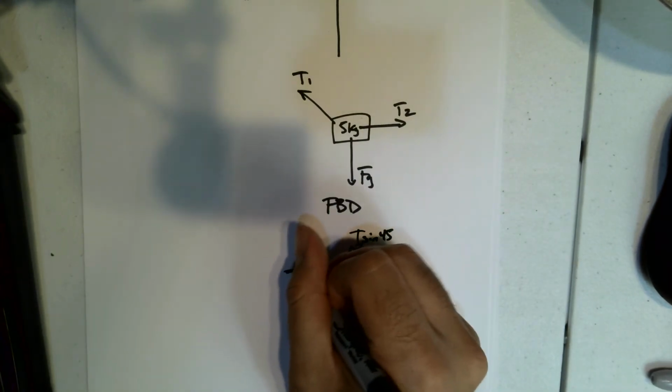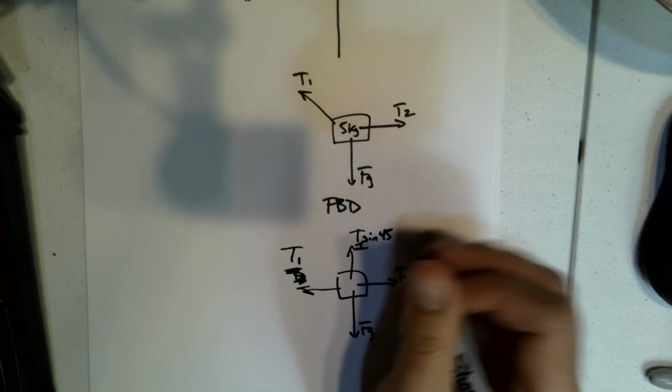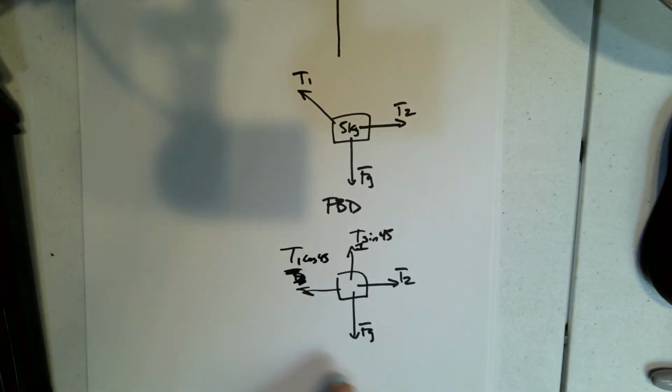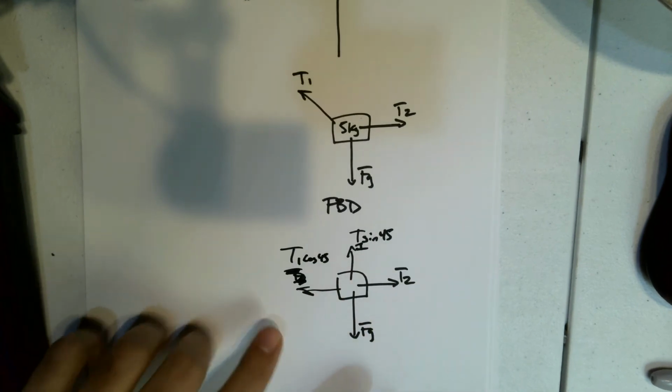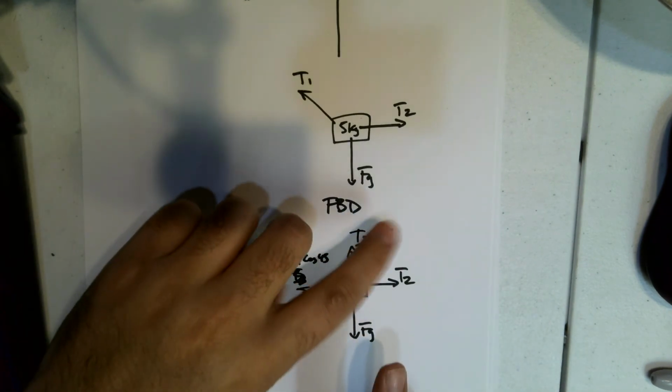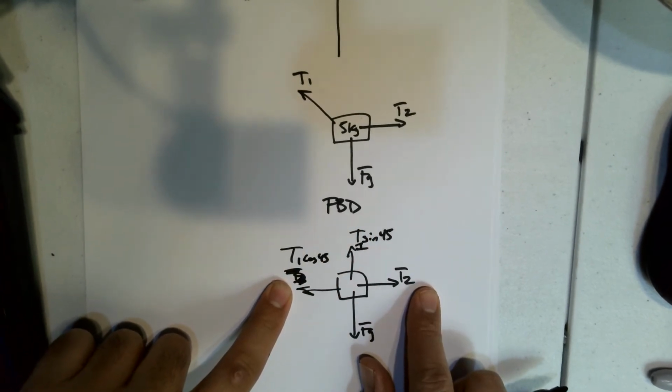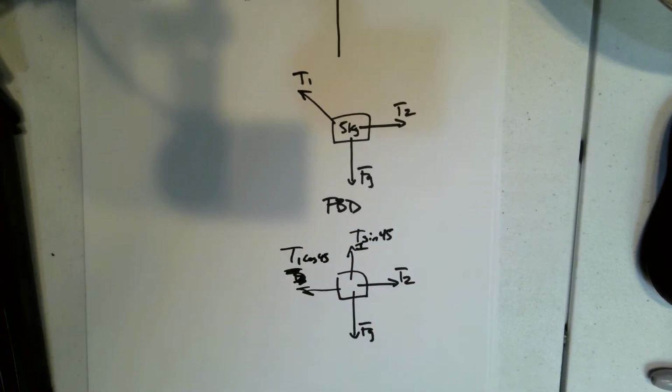T1, I'm just going to make sure it says T1. Cosine 45. All right, so basically, when you look at the diagram here, you can kind of see why it's at rest. I would imagine that this force and this force balance each other out, and this force and this force balance each other out. And we can actually apply the second law to figure that out.